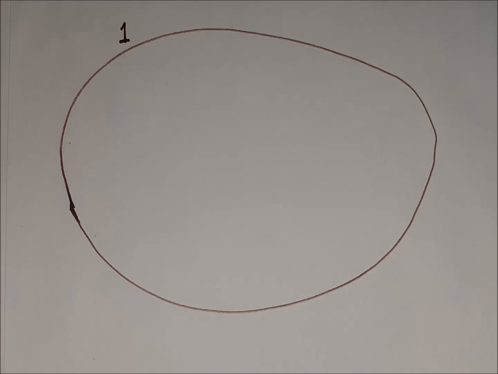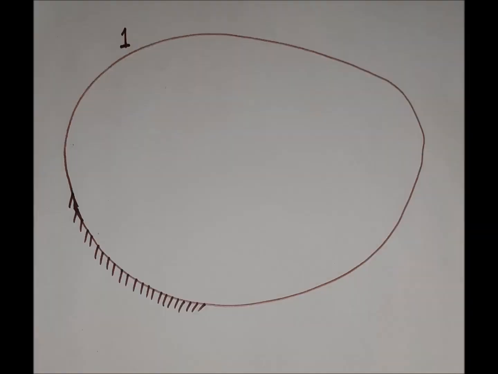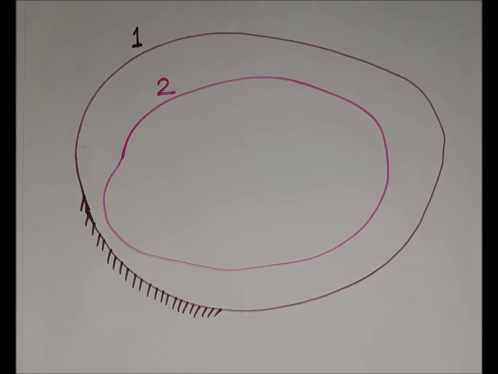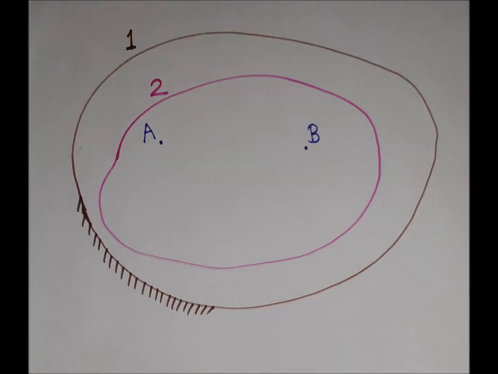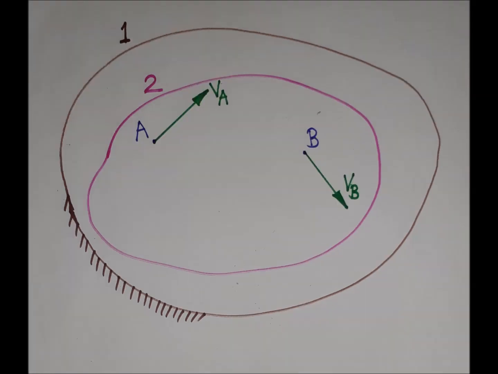Consider planar body 1, it is fixed, means it will not move. Above it we are having planar body 2 and it can move. Points A and B are shown on planar body 2. As body 2 is moving, at point A velocity is VA, and at point B velocity is VB. Planar body 2 is moving relative to planar body 1.